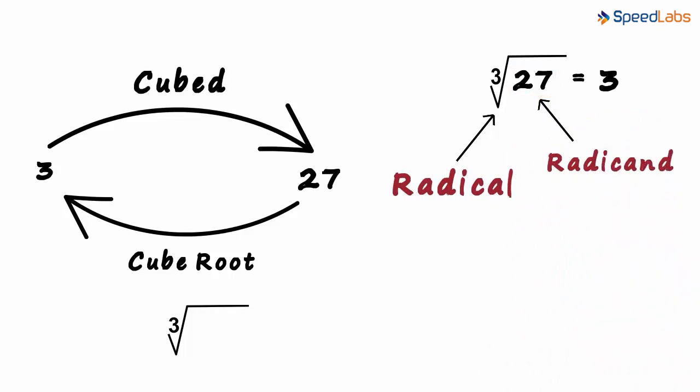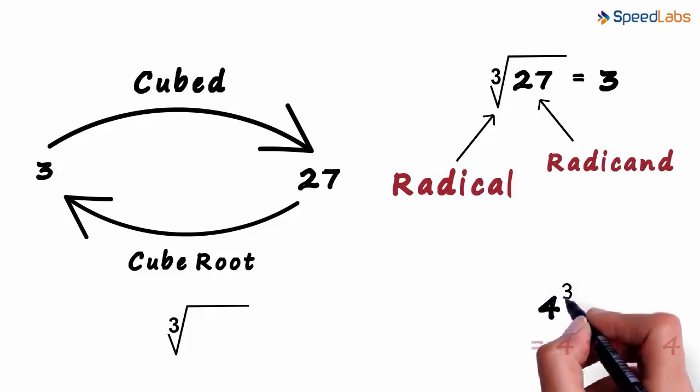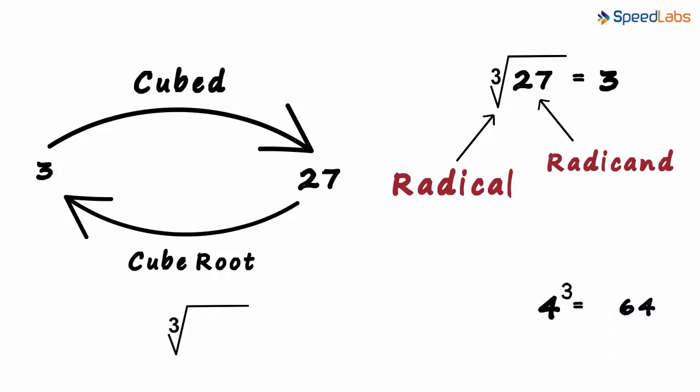Here's a better way to understand the concept of cubes. 4 cubed equals 4 times 4 times 4, which equals 64. We all know this. This 3, when taken to the other side, becomes cube root. Hence, we can say that the cube root of 64 equals 4.